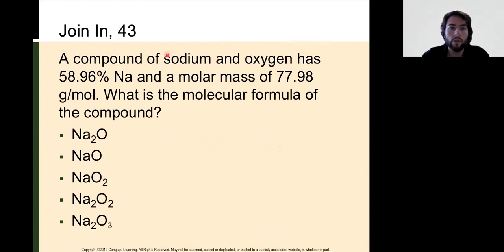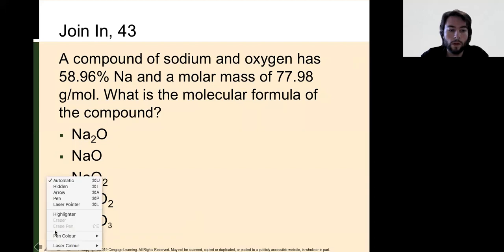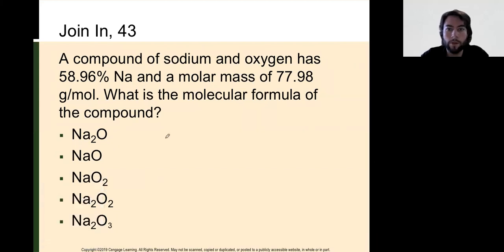All right, the last question. A compound of sodium and oxygen has 58.96% sodium and a molar mass of 77.98 grams per mole. What is the molecular formula of the compound? Is it Na₂O, NaO, NaO₂, Na₂O₂, Na₂O₃? Take a moment to determine your answers, 10 or 15 seconds, pause if you need more time, and then we'll go through the answer. Answer coming soon.